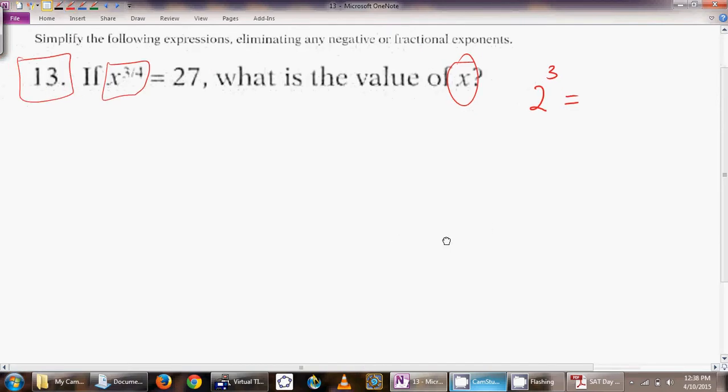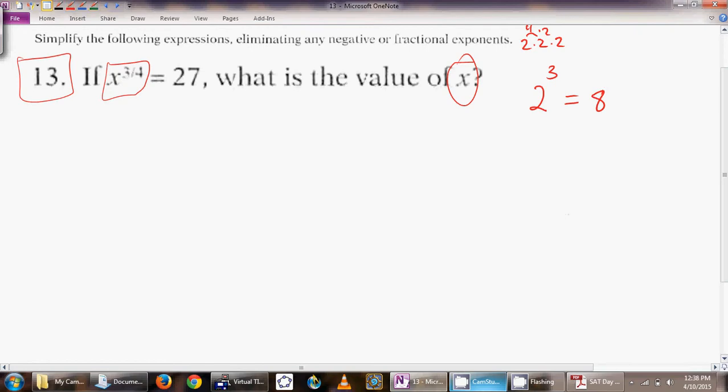What is 2 cubed? All right. Well, 2 cubed means take the base and multiply it by itself 3 times. So 2 cubed is really 2 times itself 3 times, and that's 4, and then 4 times 2 is 8. All right. 2 cubed is, in fact, 8.